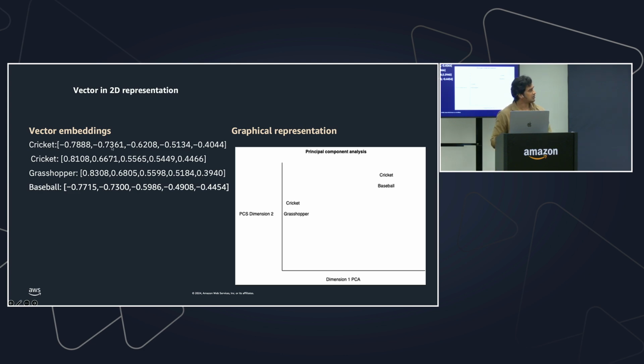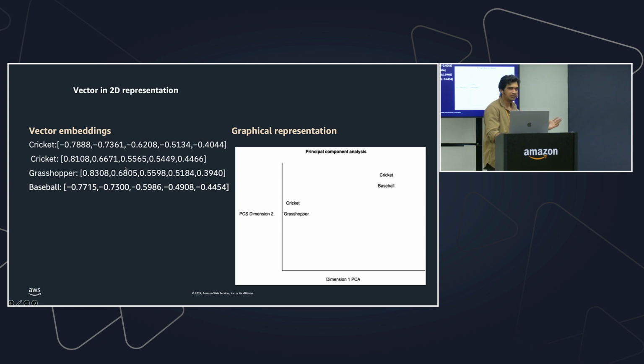The first two dimensions, let's assume, represent the rules of the game. The second one represents that it involves a bat and ball, right? If you look at baseball, again, these values are almost identical. Similarly, it means that the characteristics of these dimensions are almost the same. And when you look at the insect vectors, they are also identical with their own characteristics.